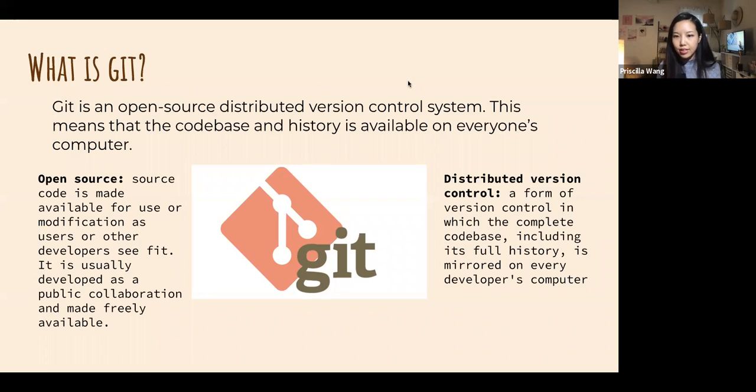On the right side, we have distributed version control. That is a form of version control in which the complete code base, including its full history, is mirrored on every developer's computer. So a non-distributed version control system is one that can only be seen on your own computer. When it's distributed, that means you can actually see it on everyone in the team's computer. It controls the savings of your code, and it helps you track the changes.